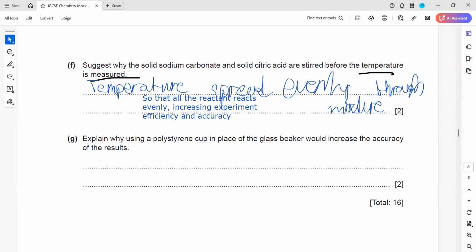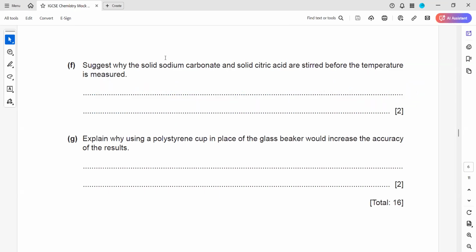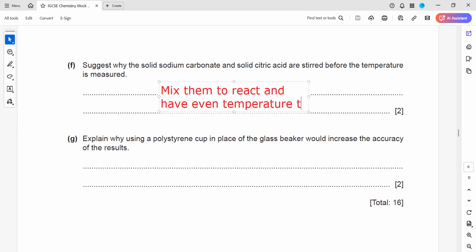The temperature spreads evenly, so that all reactants react and the temperature increases. So you can mention it's to mix them together so they react, and we have an even temperature throughout the mixture. So the main reason is that we mix them so we have an even, same temperature throughout the mixture.